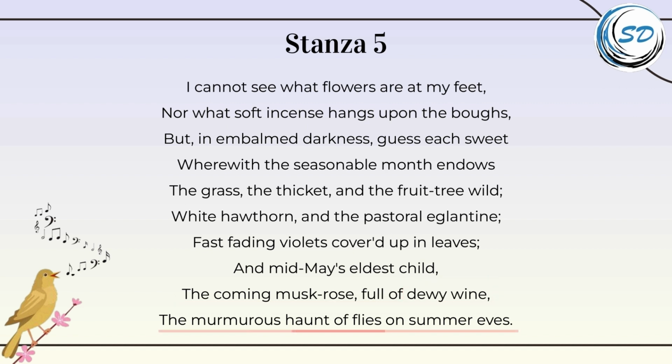The stanza ends with the image of the musk rose being a murmurous haunt of flies on summer eves, indicating that the flower attracts and provides a haven for buzzing insects, which contributes to the vibrant and lively atmosphere of the nightingale's world.